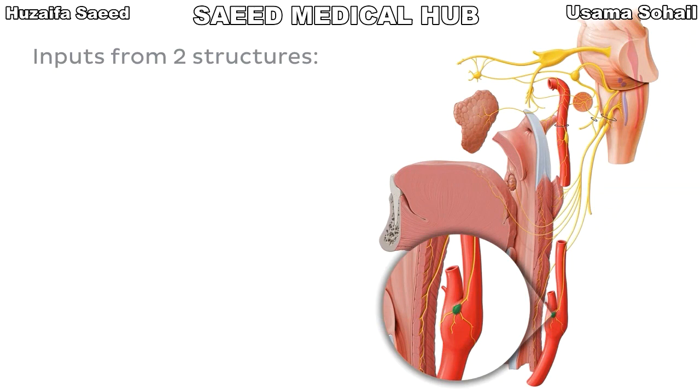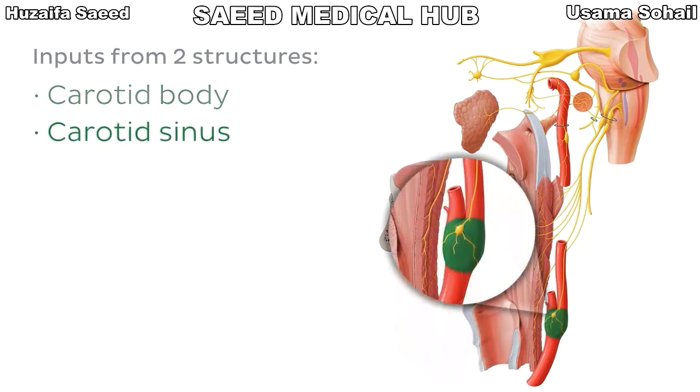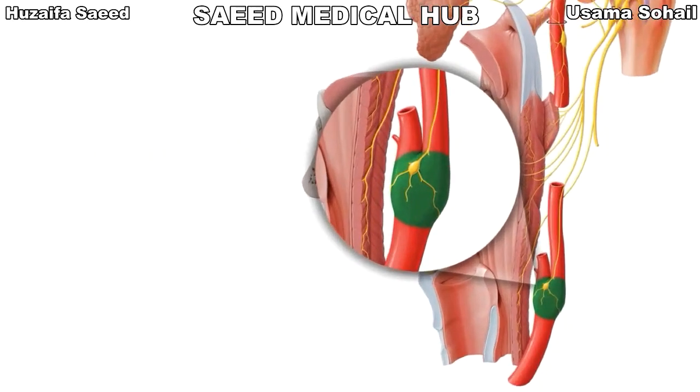The visceral sensory component of the glossopharyngeal nerve receives inputs from two structures that are associated with the bifurcation of the common carotid artery. Now, these specialized structures are the carotid body, seen on the image highlighted in green, and the carotid sinus. Now, these neural structures aid in the homeostatic mechanisms of the body. Let's take a closer look at these two structures.